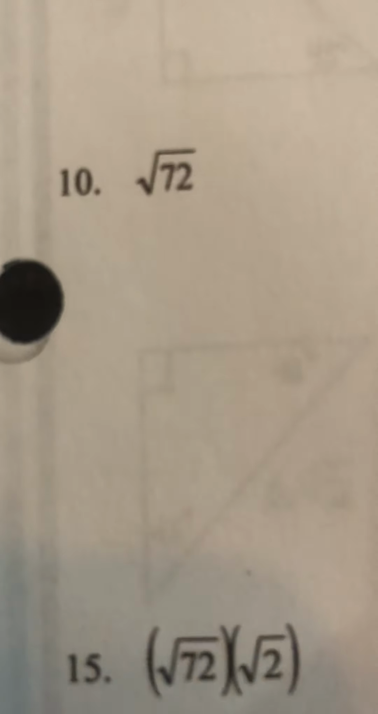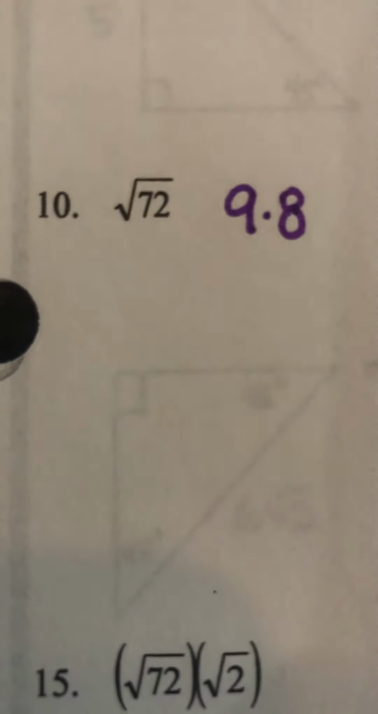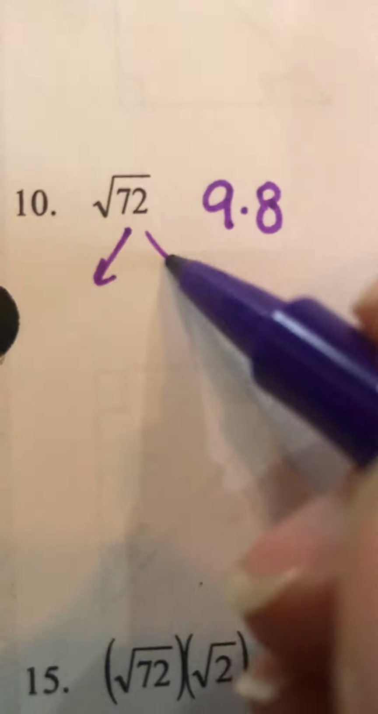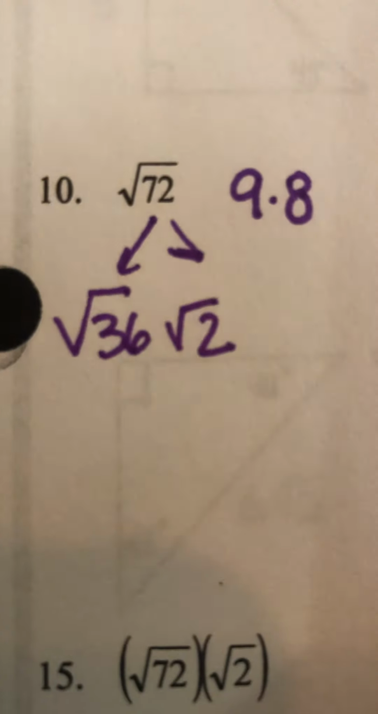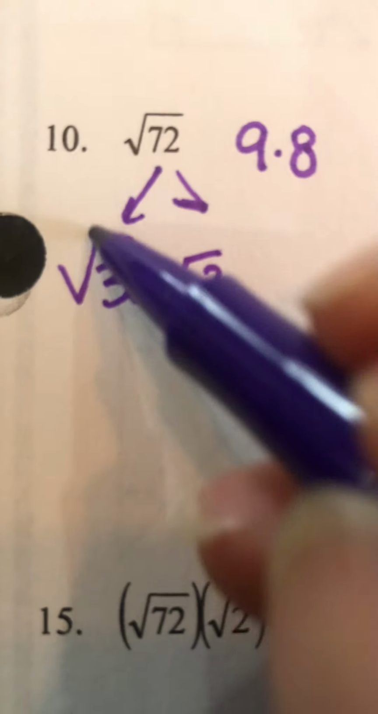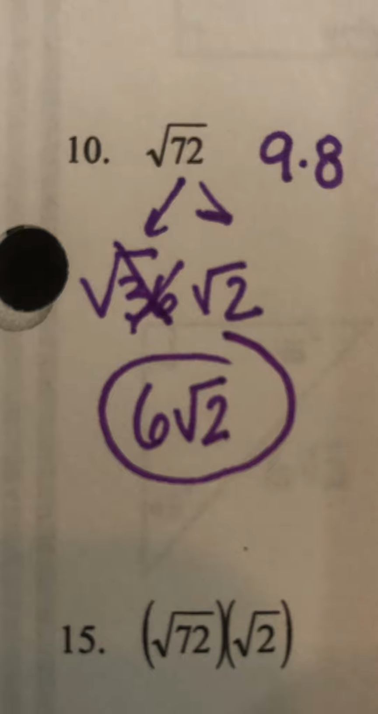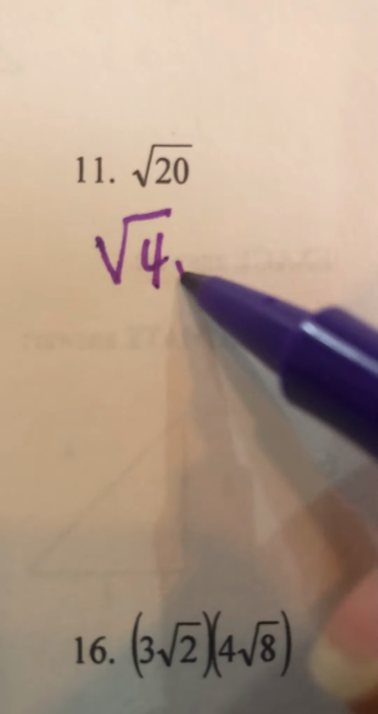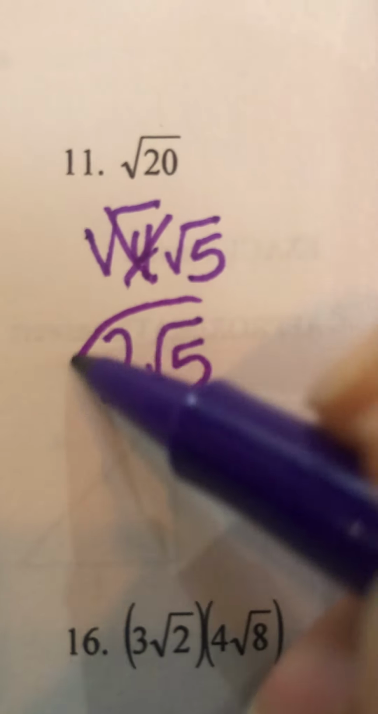Same thing happens with 72. Like people think right away, 9 times 8, right? 9's a perfect square. True. And you could get the right answer that way, but you will get the right answer faster if you choose 36 and 2. The square root of 36 is 6. We're left with 6 root 2. And again, this is something you've done already. Square root of 20 is square root of 4 times square root of 5. The square root of 4 is 2. 2 root 5.